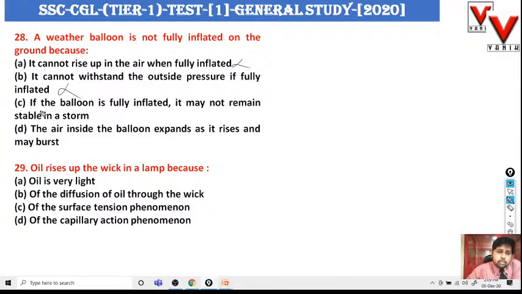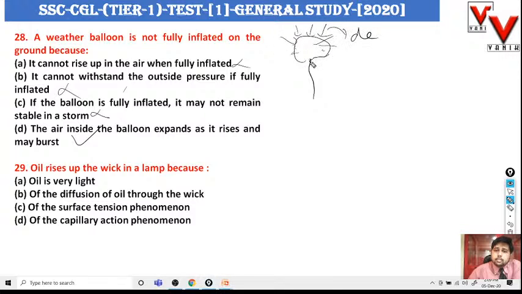Okay, alright, so option C: if the balloon is fully inflated, it may not remain stable in a storm. No, it is not like that. It will definitely remain stable. It is in no way concerned with the stability of the balloon. Alright, the air inside the balloon expands as it rises and may burst. Yes, this is true, because as it starts rising, the air inside will start to expand. Why? The atmospheric pressure applied will decrease.